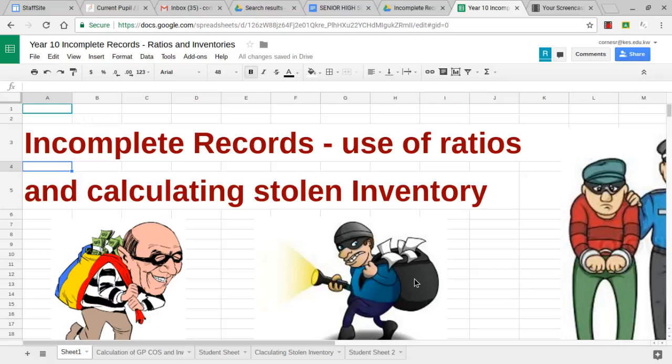Hi, welcome to this podcast where what I'm going to be looking at is incomplete records and in particular how we can use ratios. And I'm also going to build that into how we can use ratios to help us to work out if it's likely that any inventory has been stolen from a business. So first of all, the absolute basics.